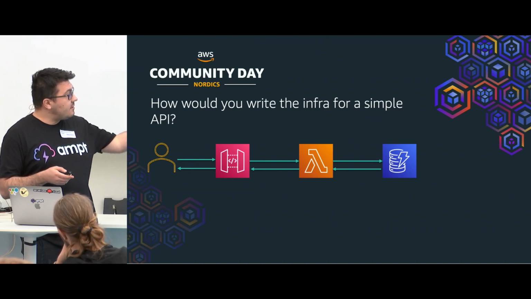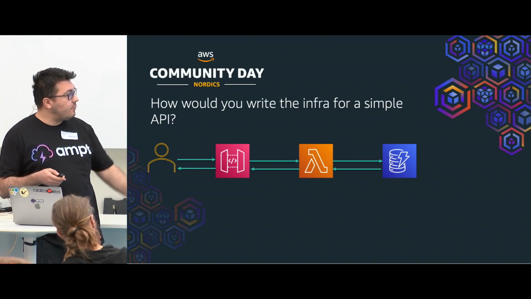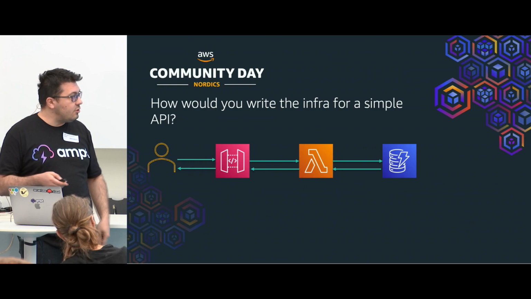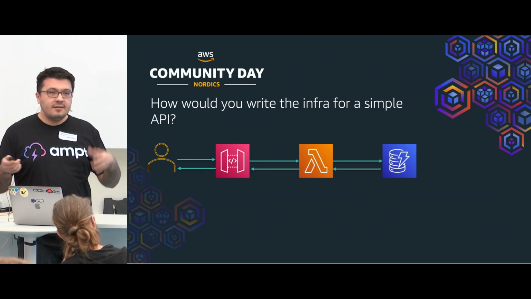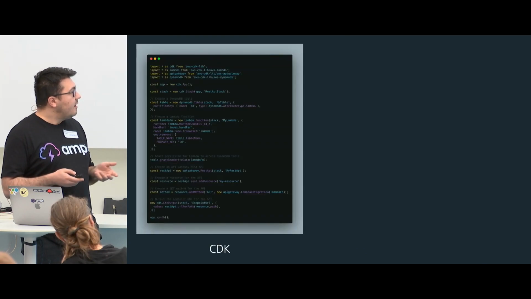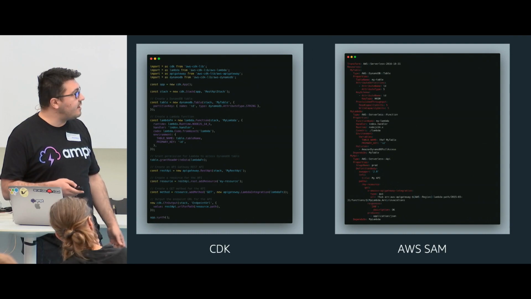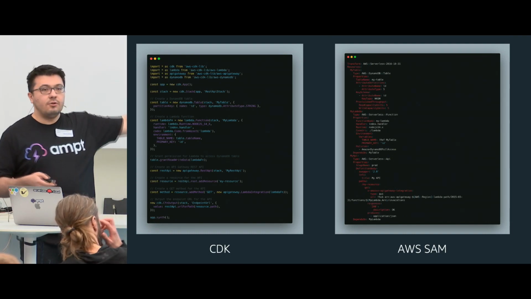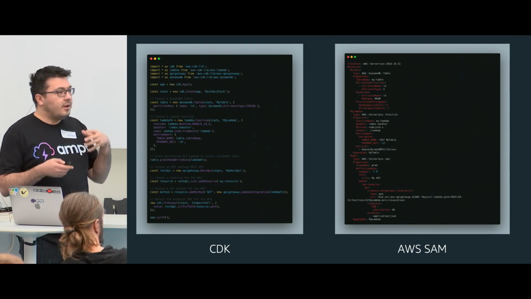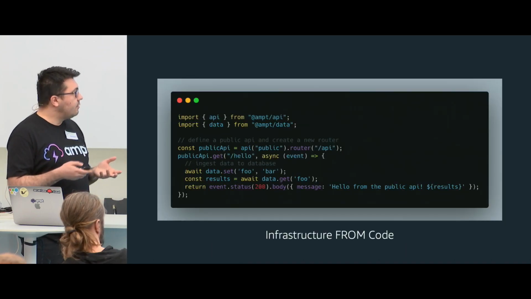So let's say that this is an easy API that gets requests from a customer and talks with DynamoDB and uses Lambda. I asked ChatGPT to provide infrastructure as code in CDK for that, and also in AWS SAM. So this is just the code to define the infrastructure. But with infrastructure from code, this is it.